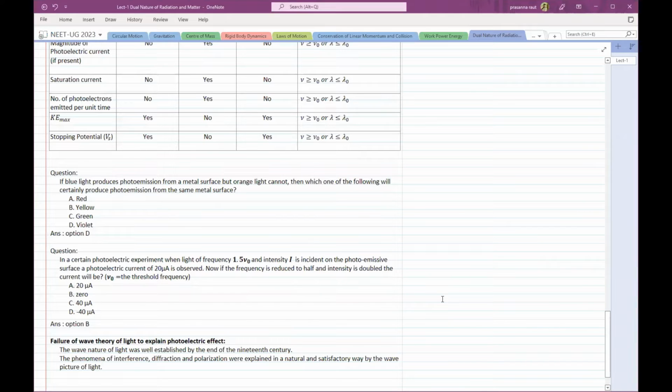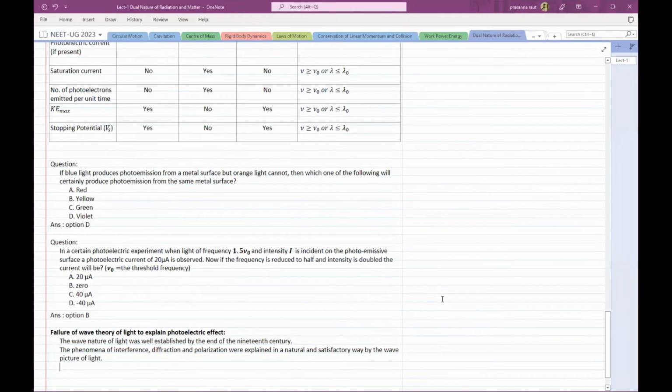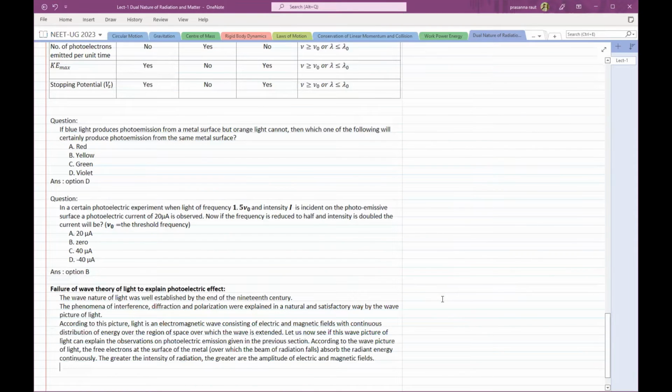The phenomena of interference, diffraction and polarization were explained in a natural and satisfactory way by the wave theory of light. Now there is a small problem, because there is a chapter called wave theory of light before this chapter and we haven't done that chapter. So go through it a little and you will understand what's going on. Now according to wave theory of light, light is an electromagnetic wave consisting of electric and magnetic fields with continuous distribution of energy over the region of space, from where the wave propagates.